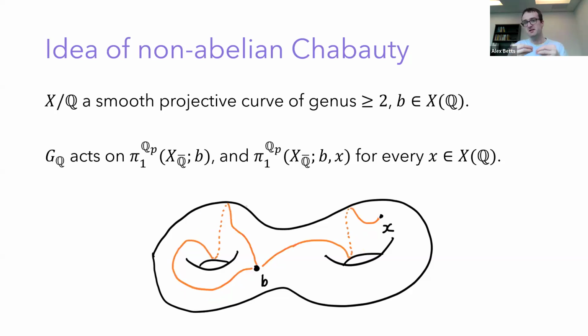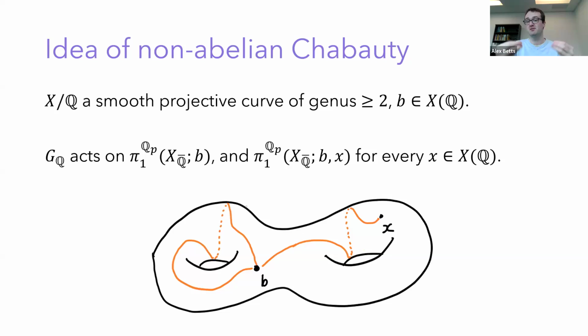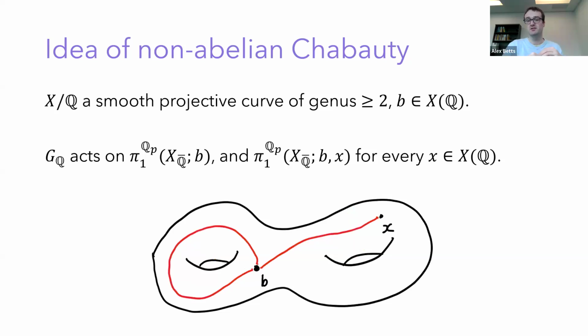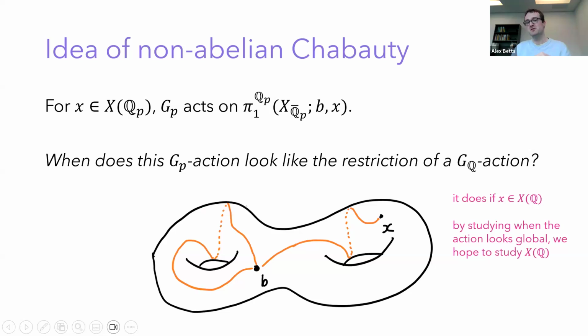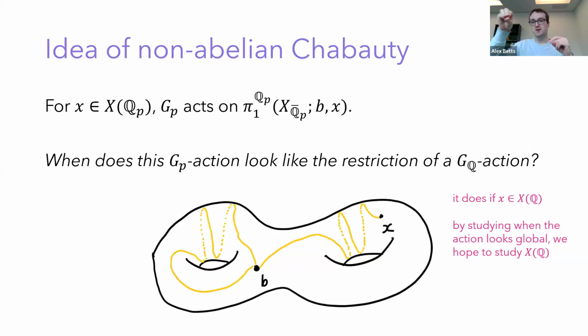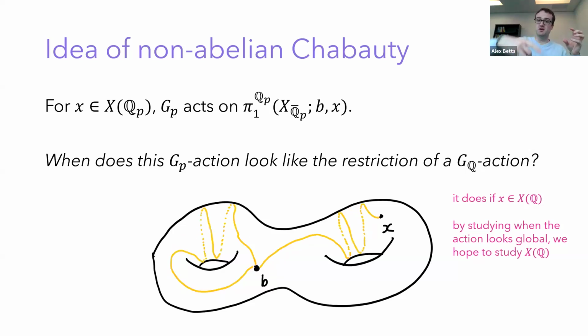So somehow the idea is that non-abelian Chabauty is all about leveraging this Galois action to say something about rational points. And we get to this through some kind of obstruction style argument. So I mentioned that if you have a rational point X, then the paths from B to X carry an action of the global Galois group of Q.